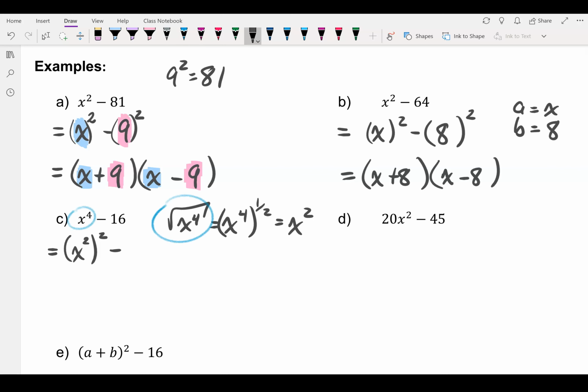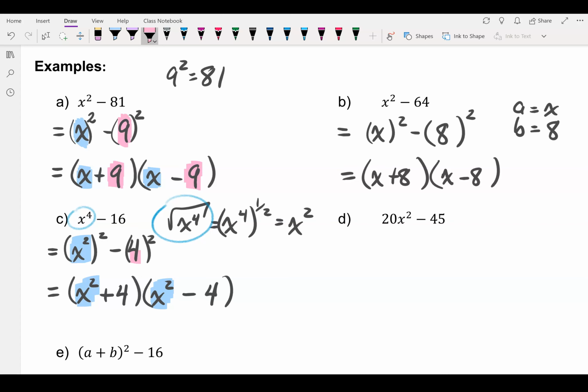Minus 16. Well, 16 is just 4 squared. All right, so we set up our 2 brackets. You put the first term in, you put the second term in, and just a plus and a minus. All right, so look, this is our first term. It goes in the first space for both brackets.